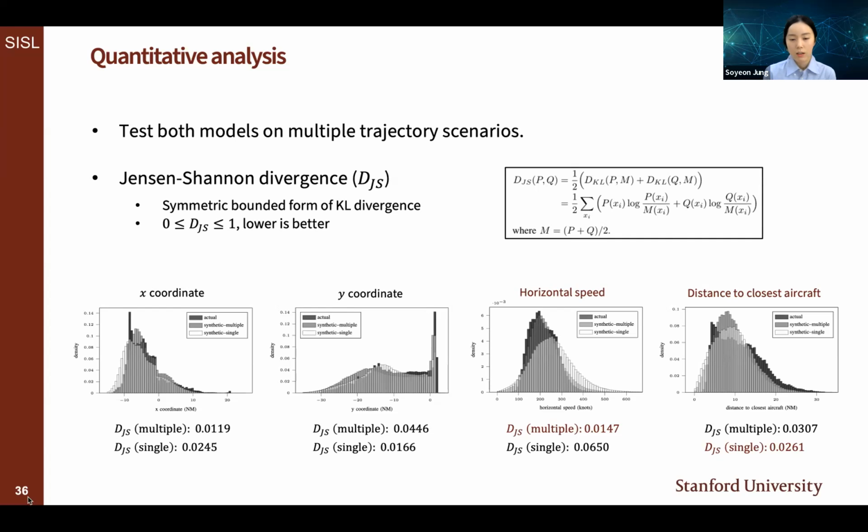These results indicate that the multiple trajectory model performs better, or at least comparably, than the single model in terms of both similarity and safety.